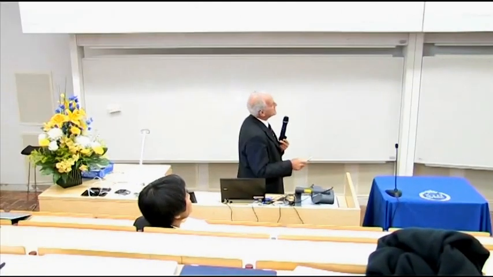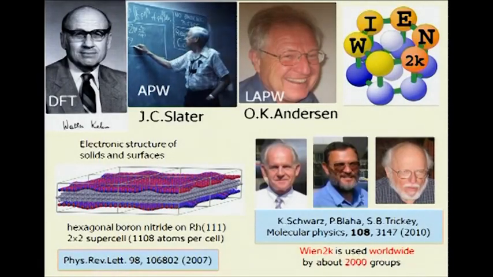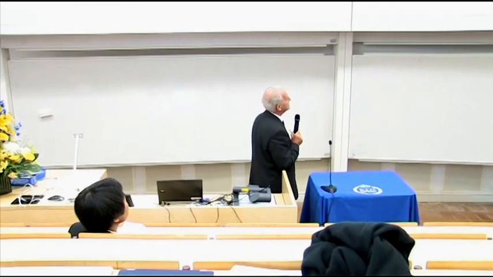And I show you one example, which is boron nitride placed on a rhodium surface, a surface science application, where we did the calculation with more than 1,000 atoms per unit cell. And that should illustrate what can be done nowadays with such schemes.